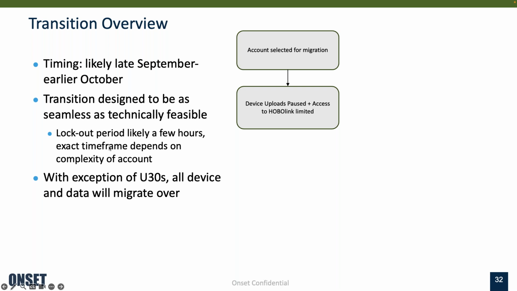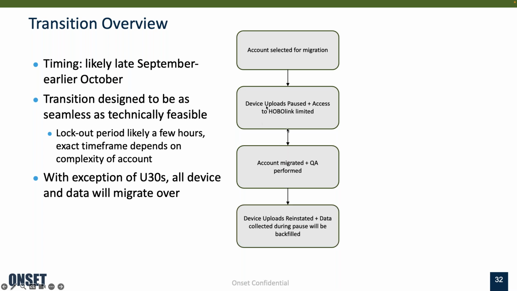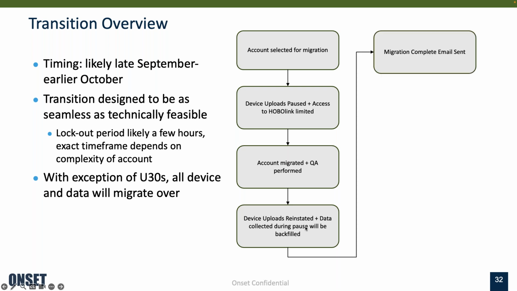As you can imagine, if you have an account with 1 or 2 loggers that you added last month, that process goes much more quickly than if you have a lot of RX stations that have been pumping in data for 10 years. But overall, we're aiming to keep this to be a few hours. We'll migrate your account during this lockout period, and we'll perform a quality assurance process to verify that the migration went as expected. We'll then reinstate your device uploads, and any data that was collected during the pause will start to be backfilled into the system.